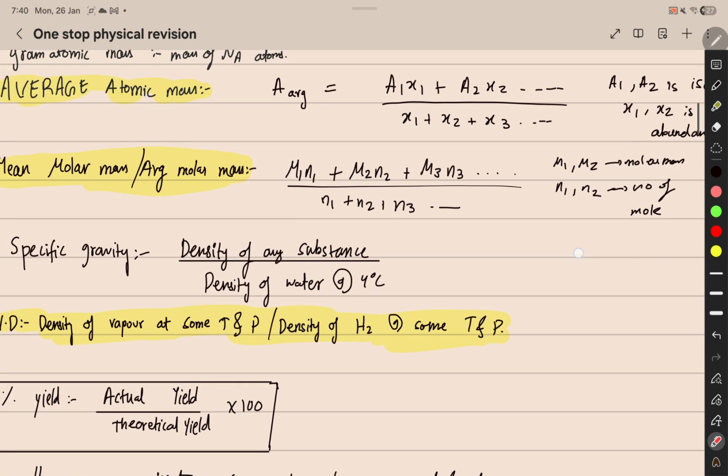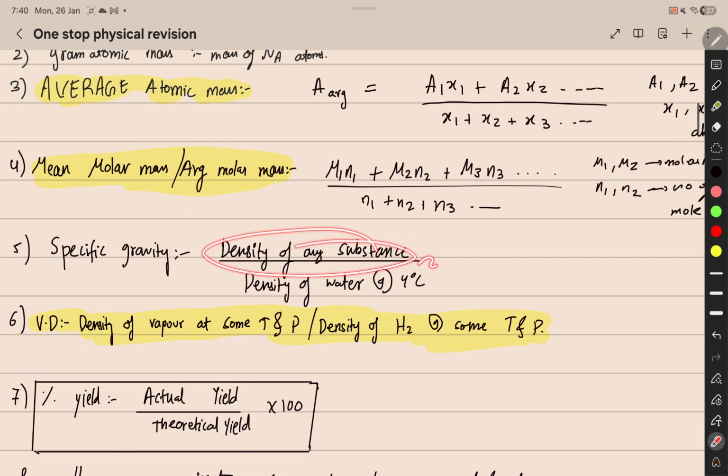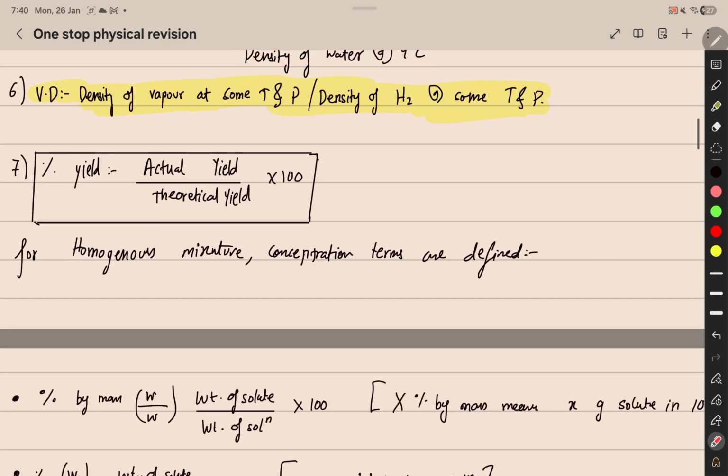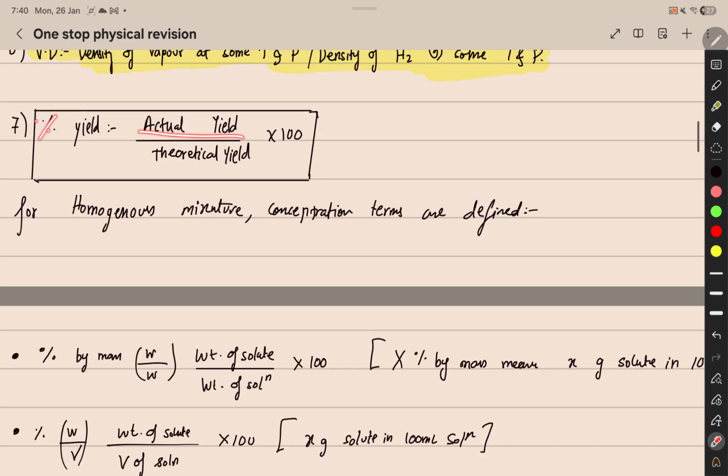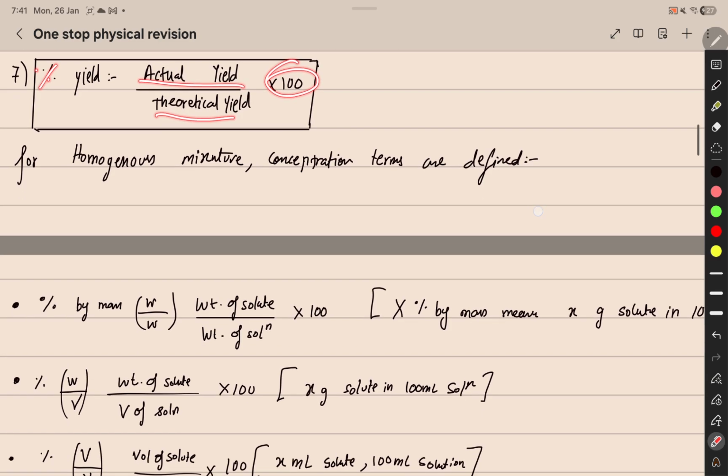Specific gravity is the density of any substance divided by the density of water at 4 degrees Celsius. Vapor density, everyone thinks it's molar mass divided by 2, but not always. It is the density of vapor at some temperature and pressure divided by the density of H2 at that same temperature and pressure. Then percentage yield is actual yield by theoretical yield into 100.